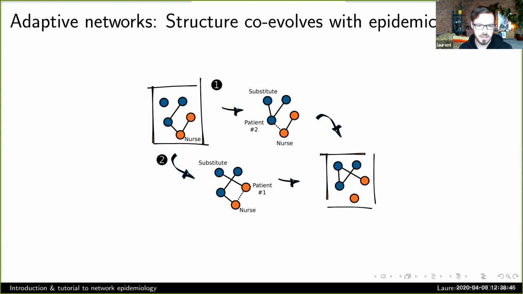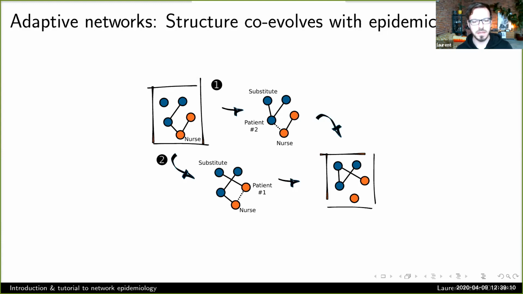So we looked at this idea that this rewiring mechanism doesn't only occur around healthy people, right? So let's say that a nurse is caring for some patient. The nurse gets the disease from a patient. So the orange node here are infectious. Now, if the nurse is sick, he or she is probably going to stay home, and someone else, a substitute, is going to be brought in to care for the patient.